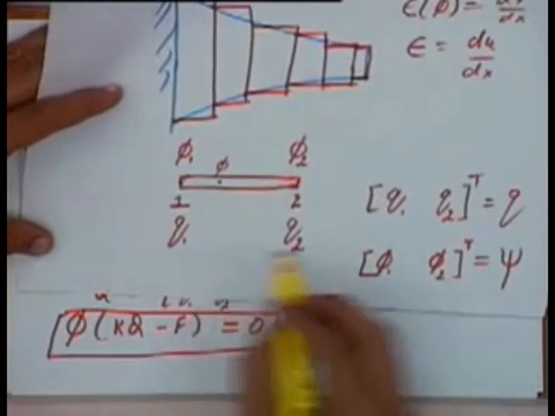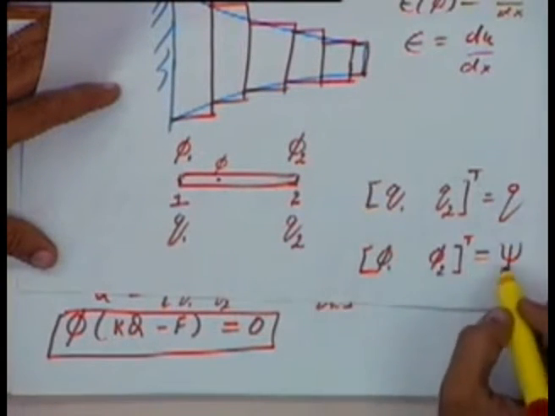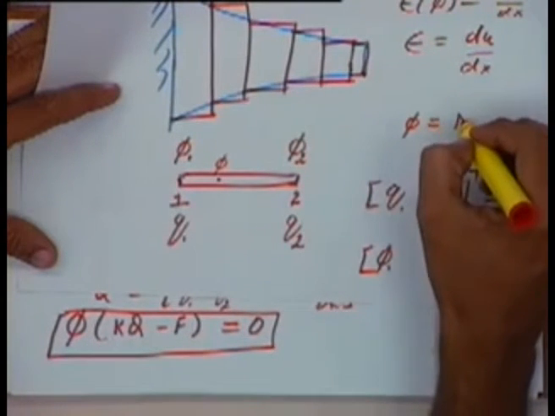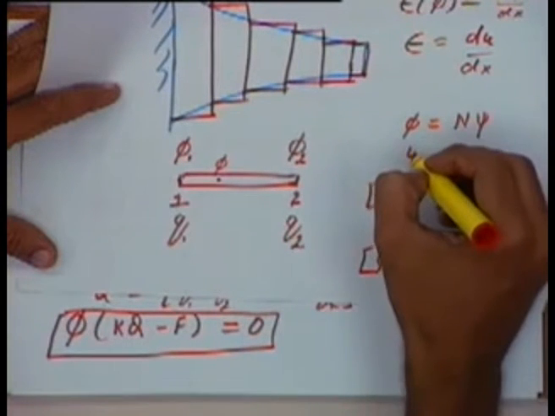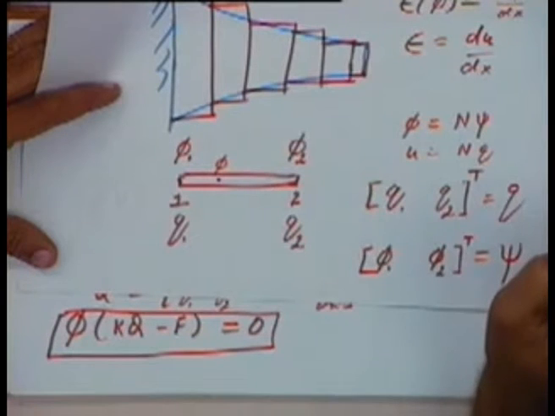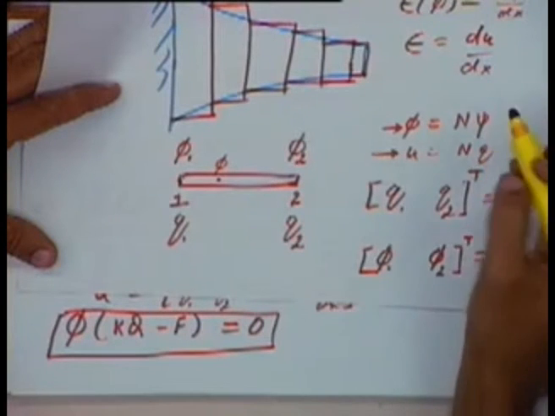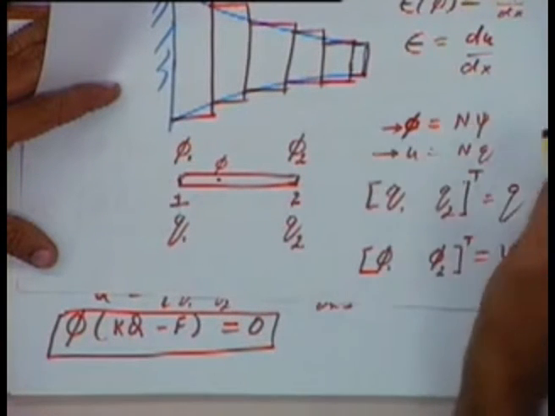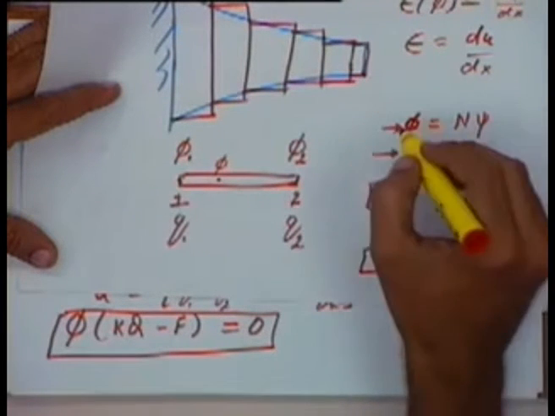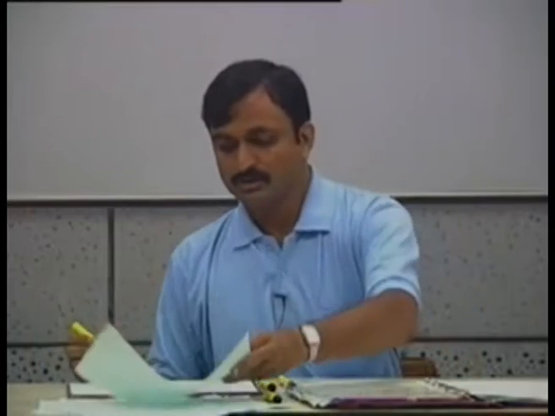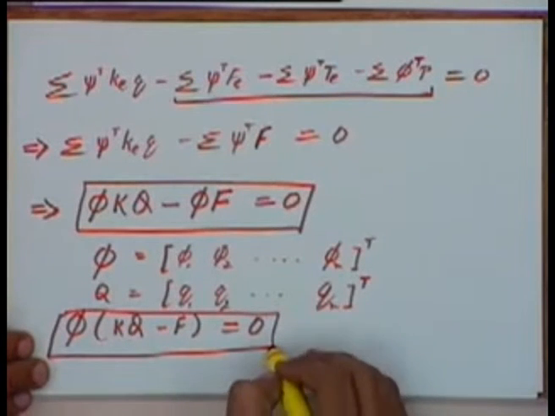That we have ensured by saying that Q is equal to Q1 Q2 transpose and psi is equal to phi 1 phi 2 transpose, and by saying that phi is equal to N times psi and u is equal to N times q. So you are taking a similar formulation for phi as well as for u. The other constraint is that this phi has to be kinematically admissible. That means this has to satisfy the boundary conditions. We can only give it a virtual displacement which is consistent with the boundary conditions. If we keep this constraint in mind, then this equation has to be satisfied for all values of phi.